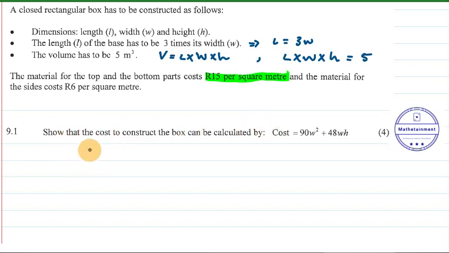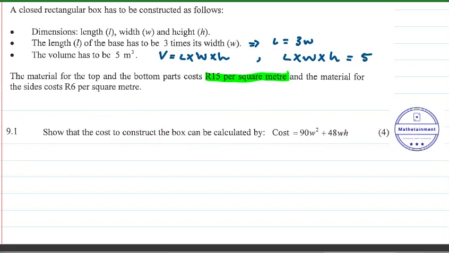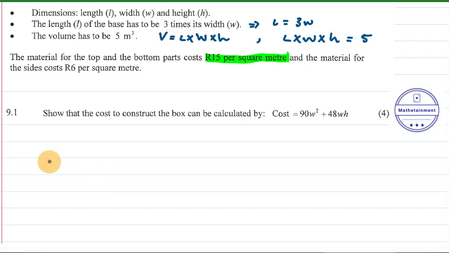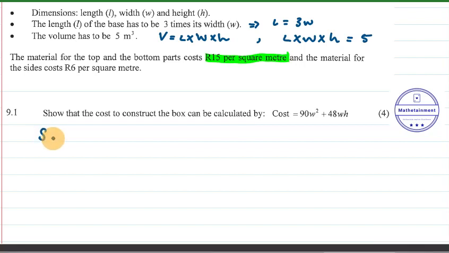Here we are required to show that the cost to construct the box can be calculated by this expression. In fact, we are required to prove that the cost should be calculated by this one. What is it that we are going to use? We know that here we are working with the surface area.